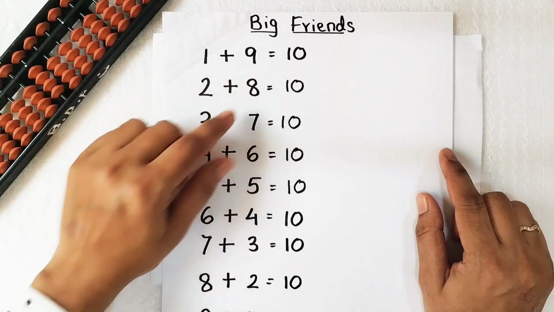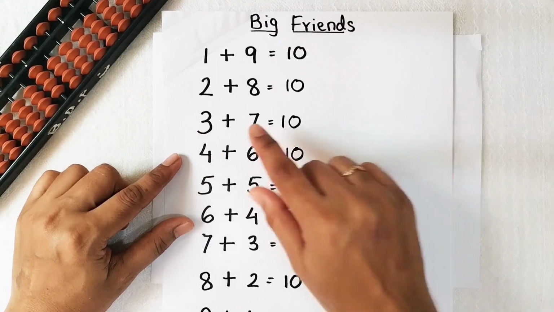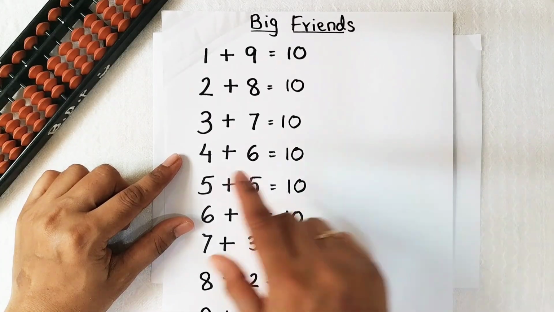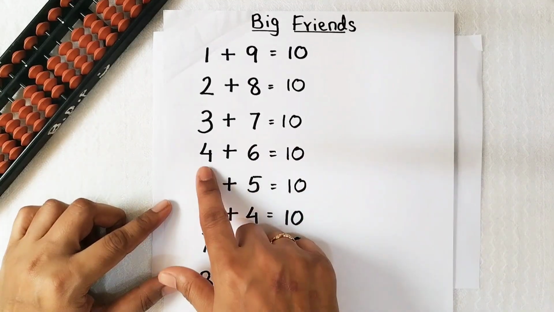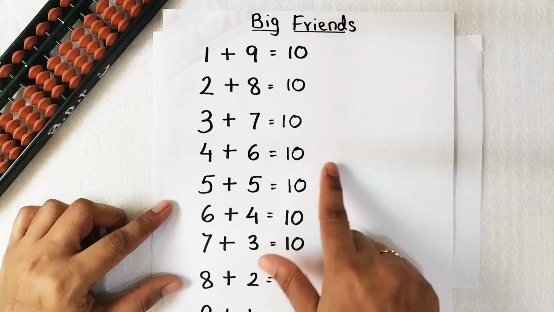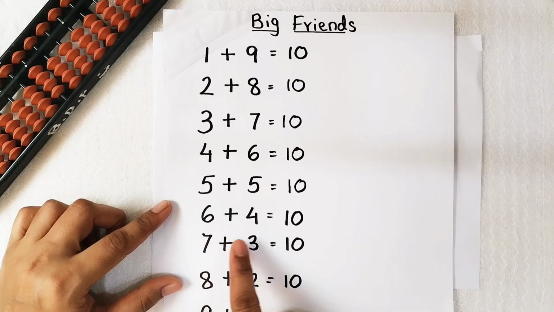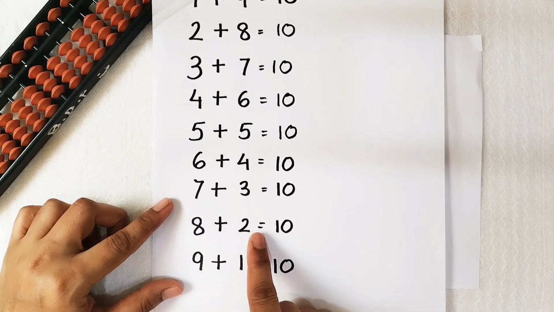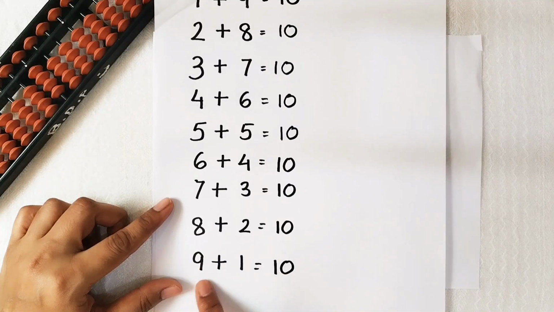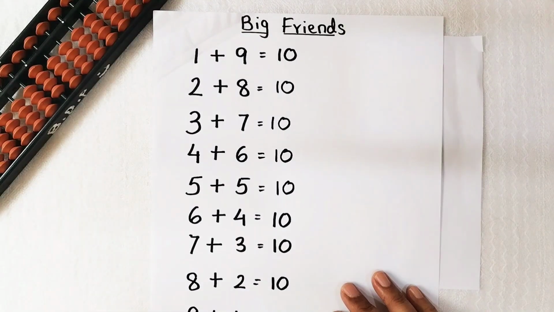1 plus 9 equals 10. 2 plus 8 equals 10. 3 plus 7 equals 10. 4 plus 6 is 10. 5 plus 5 is 10. 6 plus 4 is 10. 7 plus 3 is 10. 8 plus 2 is 10. 9 plus 1 is also 10. So these are the big friends.